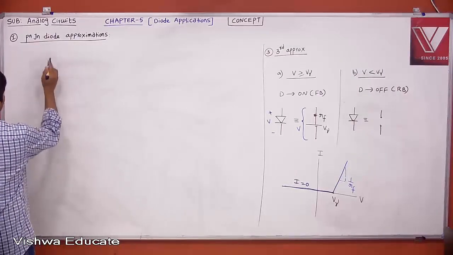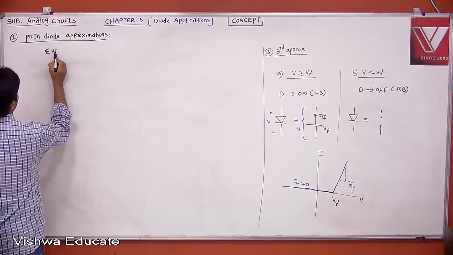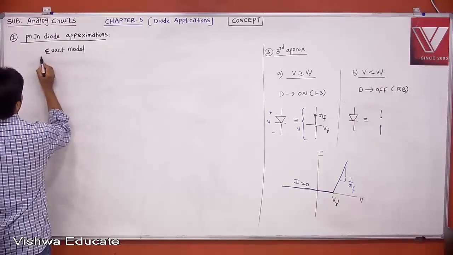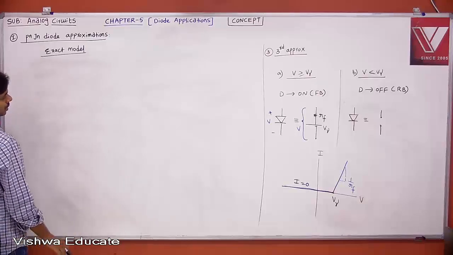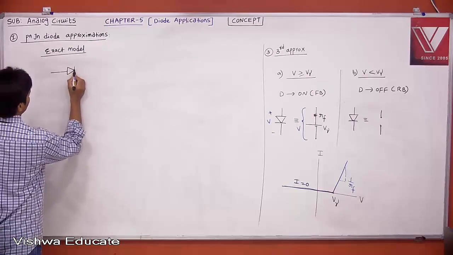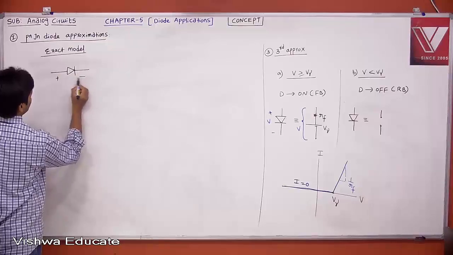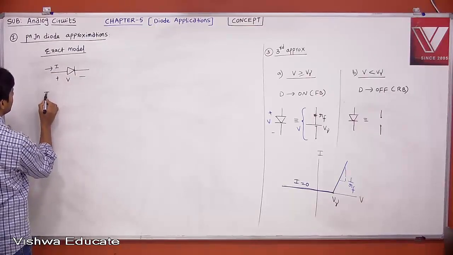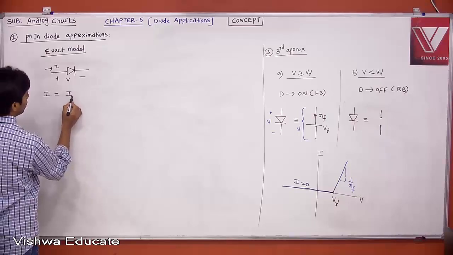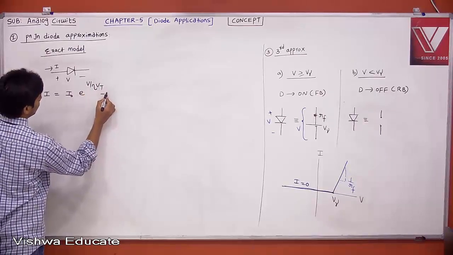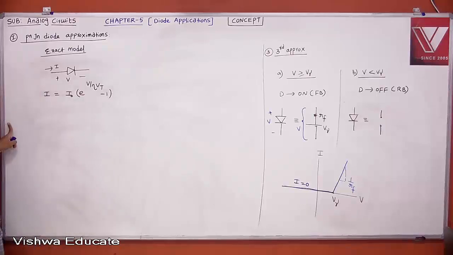Okay, now the last one, exact model. It is irrespective of anything. If you take a PN junction diode, the voltage across the PN junction is V and the current through the PN junction is I. The relationship is I equals I naught times e to the power of V divided by eta Vt, minus 1. This is the relation.